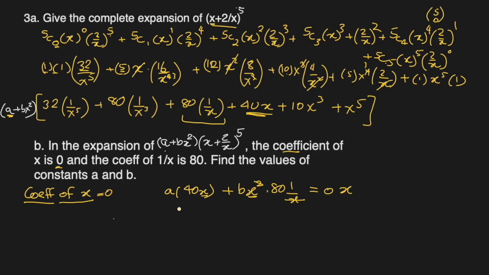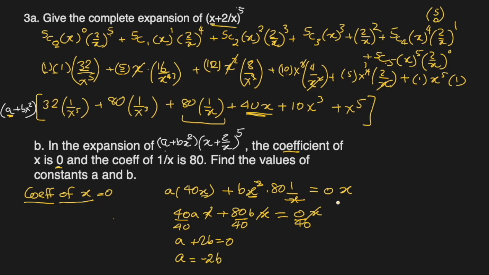So let's see if it gives us something. 40ax plus 80bx equal to 0x, and let's cancel x's from all of them so that we are not bothered about it, and also divide this by 40 and 40. So what will be left? a plus 2b is equal to 0, or a is equal to minus 2b. This is the interpretation of the first one.